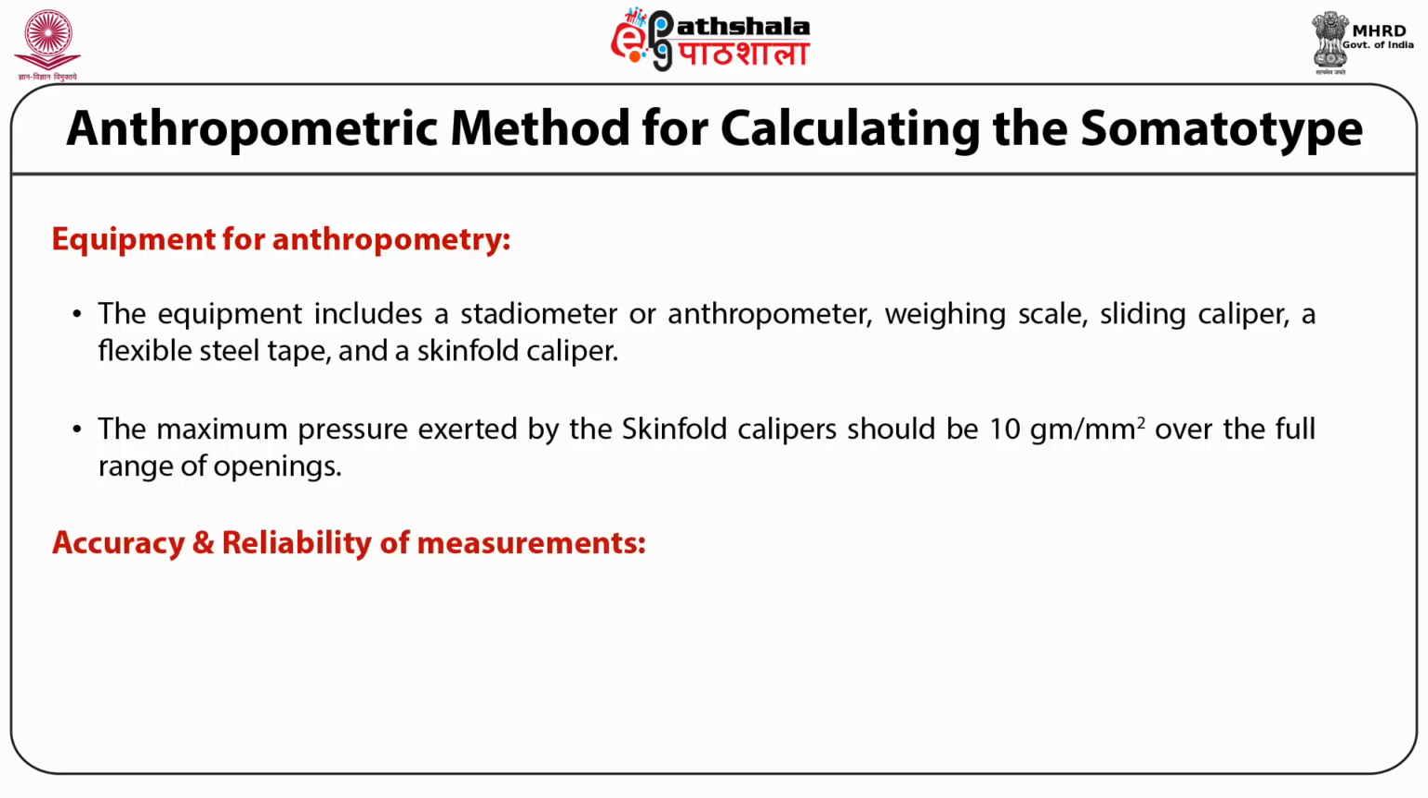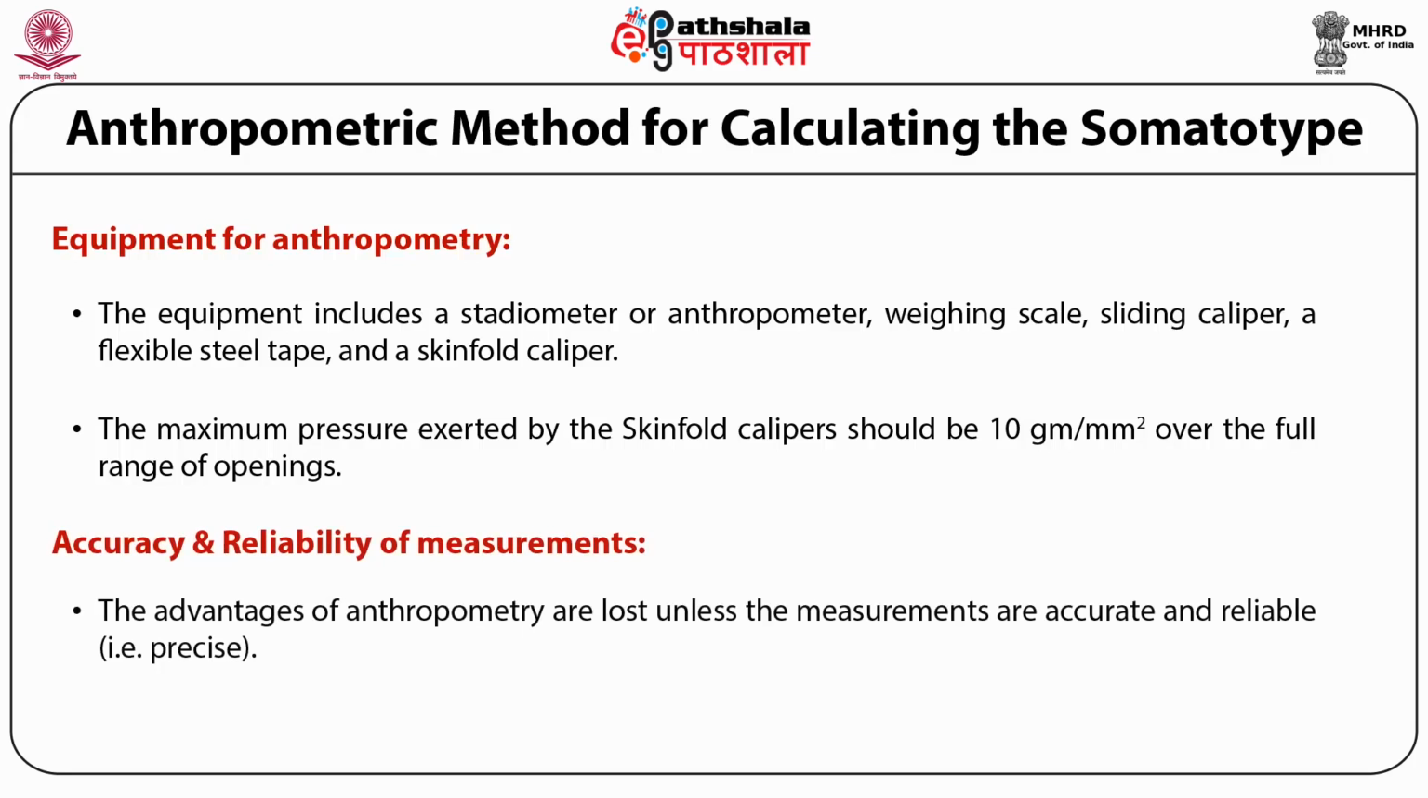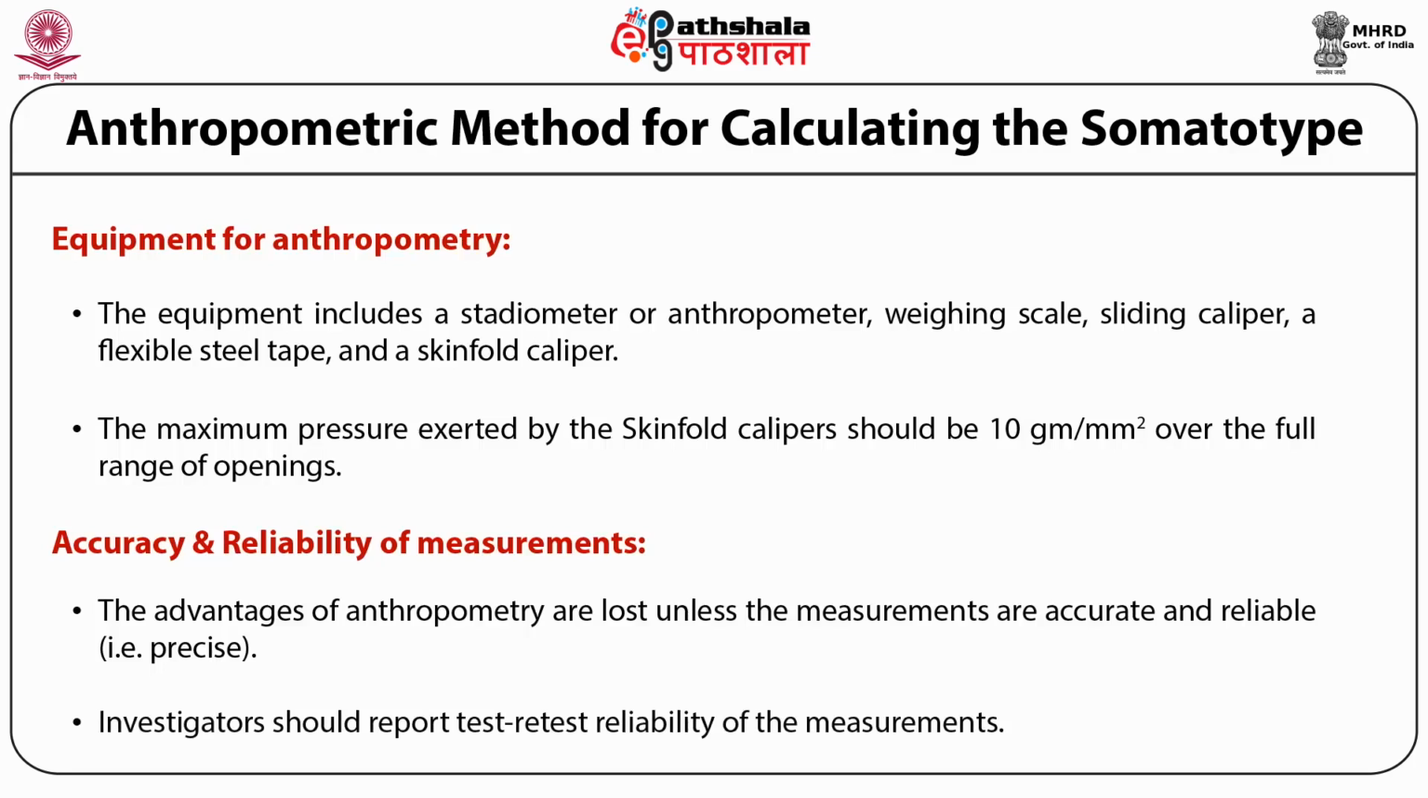Accuracy and reliability of measurements. The advantages of anthropometry are lost unless the measurements are accurate and reliable. That is, they're precise. It is essential to learn precise measurement techniques and accurate calculation. Although calculation of the Heath-Carter anthropometric somatotype is an objective procedure, the validity of the rating depends on the reliability of the measurements used. Investigators should report the retest reliability of the measurements.